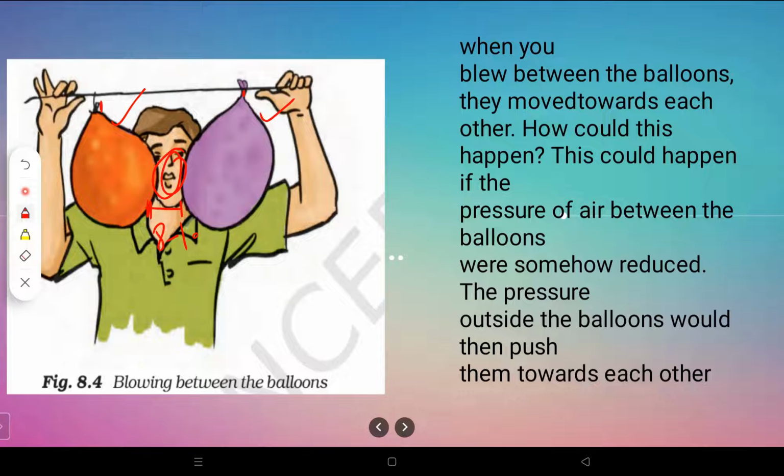Should I repeat the experiment or do you understand? Ma'am, can you repeat? Yes. Muzumil? Can you repeat again? Yes, I can. Just a minute.